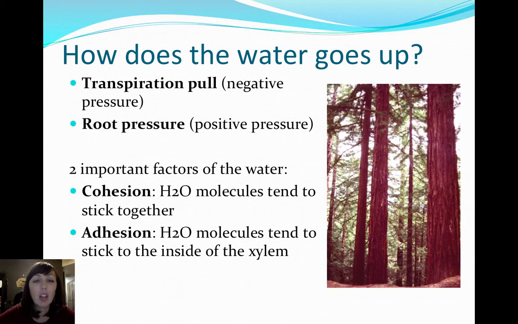Okay. So then the water is moving up through the transpiration pull, which is negative pressure, and the root pressure, which is positive pressure. The two important factors here are cohesion, where water molecules tend to stick together through hydrogen bonding, and adhesion, which is water molecules tending to stick to the inside of the xylem.